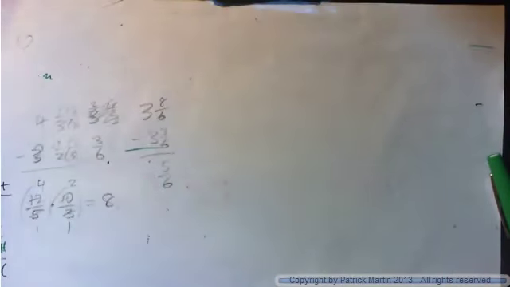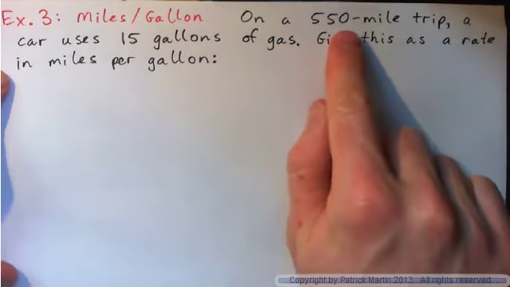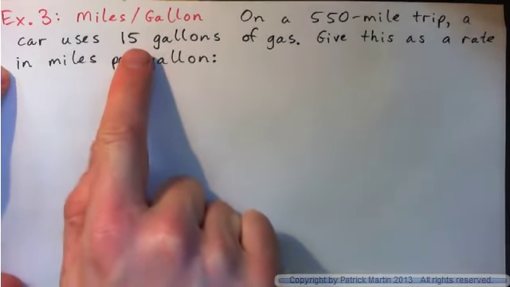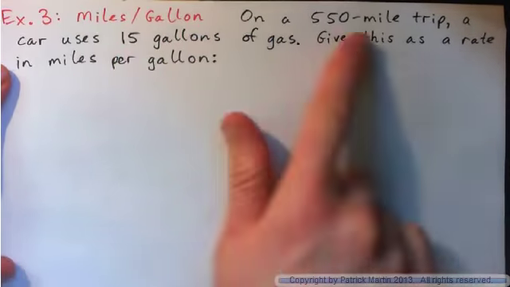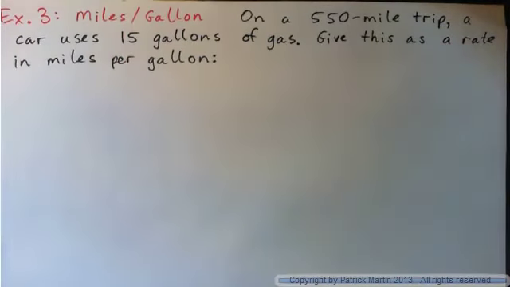Okay, let's have a look at example 3. On a 550-mile trip, a car uses 15 gallons. Give this as a rate in miles per gallon. Press pause and see if you can do it. I hope you're giving it a go. Okay, I'm going to try it now in 3 seconds.